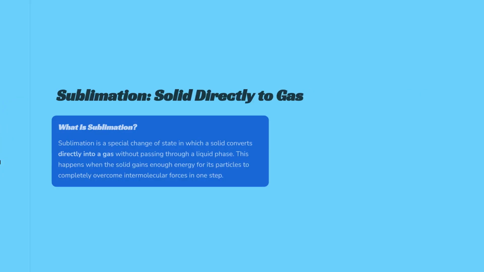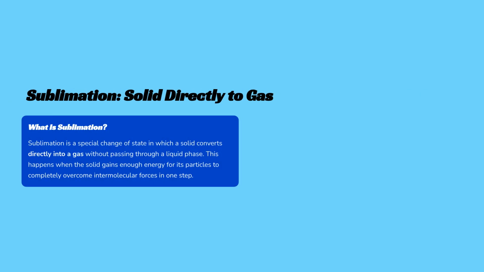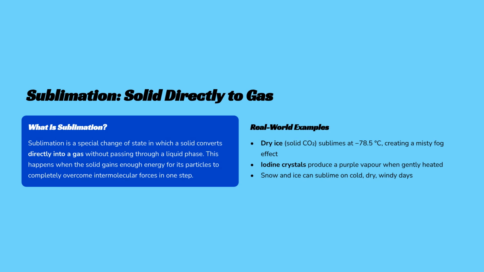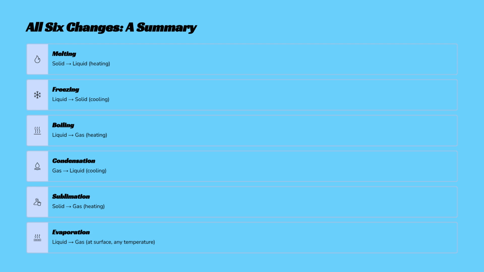Sublimation is when a solid turns directly into a gas without becoming a liquid. Examples include dry ice or iodine crystals, which bypass the liquid phase when heated. To summarize, melting and boiling involve heating, while freezing and condensation involve cooling. Sublimation is the direct conversion of a solid to gas, and evaporation is surface-level liquid to gas transition.